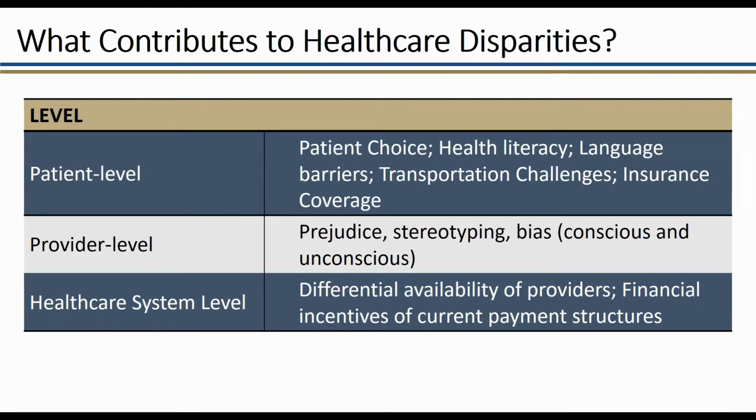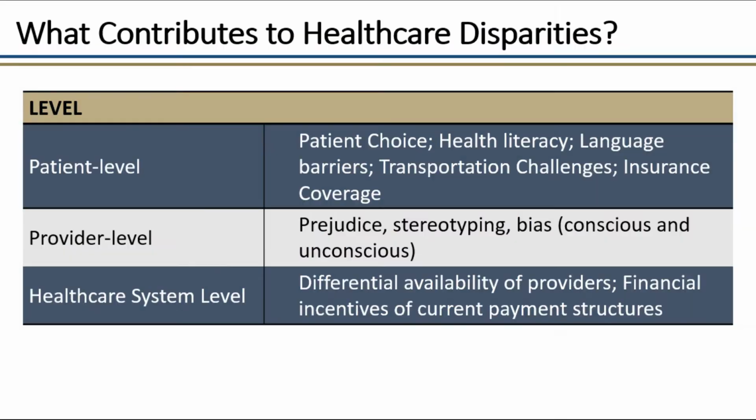So things that contribute to health care disparities are at the patient level, patient choice. Patients might make a choice not to get certain care, even if it is the best care. That might be related to their health literacy or their understanding of their problem. There can be language barriers to getting appropriate care. There can be transportation challenges and insurance coverage, which can be a big barrier, and we've seen that a lot in rehab, particularly getting outpatient rehab.